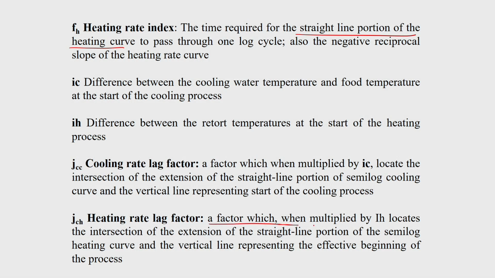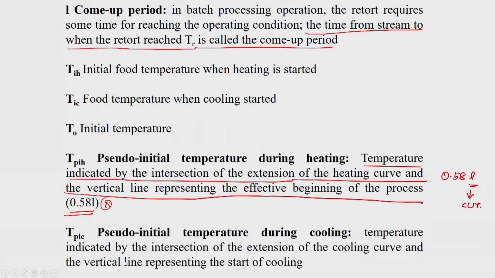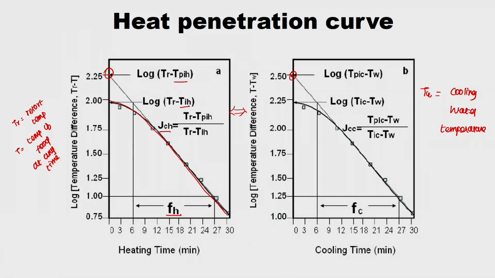So, this is a factor which, when multiplied by IH, gives the intersection of the extension of the straight line portion of the semi-log heating curve and the vertical line representing the effective beginning of the process, right. So, what would we say? This point is nothing but log of Tr minus Tih. This is when initial heating starts, right. So, we call it IH. IH is the initial heating period.